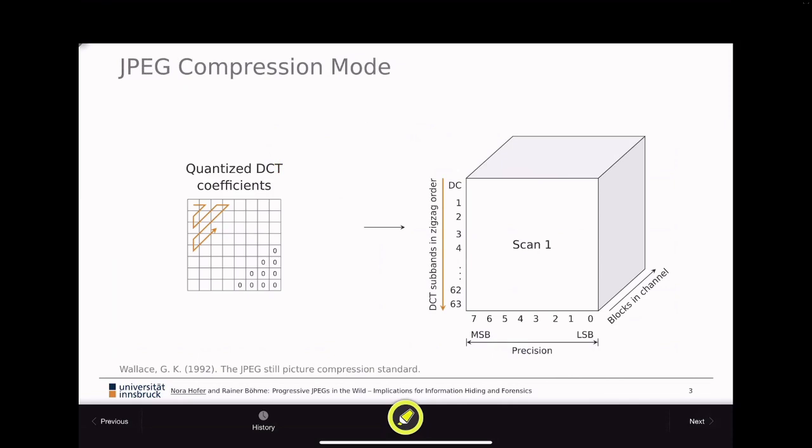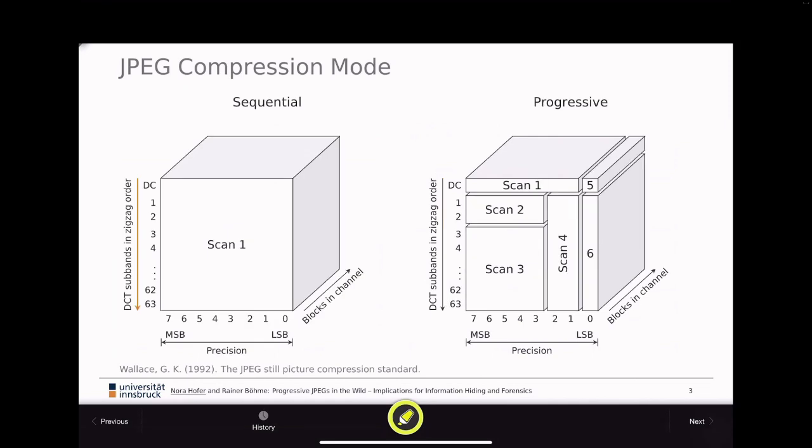Right, now to better understand it, we can use this cube as a visualization of our JPEG image. On the vertical axis, we have our quantized DCT coefficients in the zigzag order, and on the horizontal axis, we have the precision of these coefficients from the most to the least significant bit. And towards the back, we have all the blocks that are contained in this image.